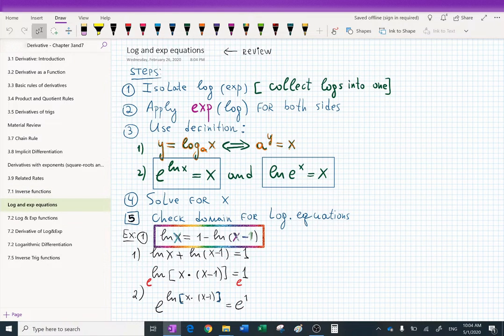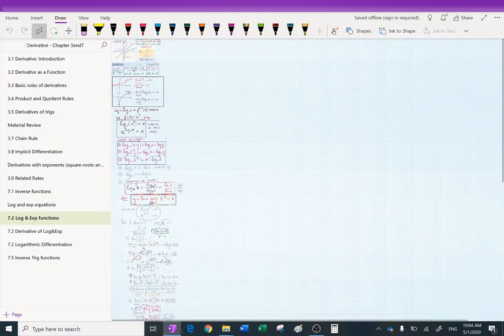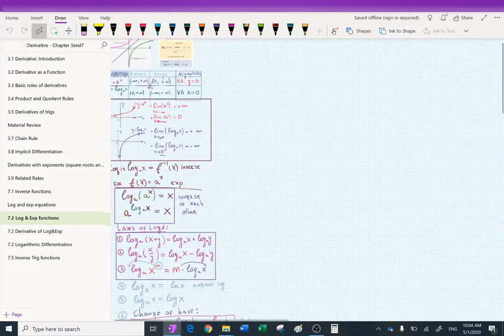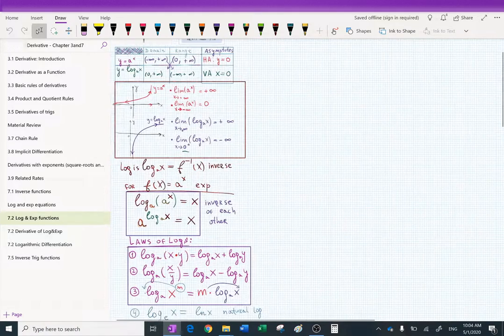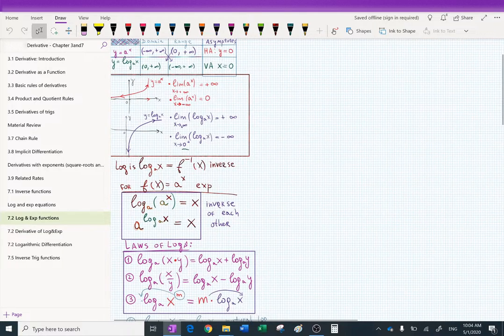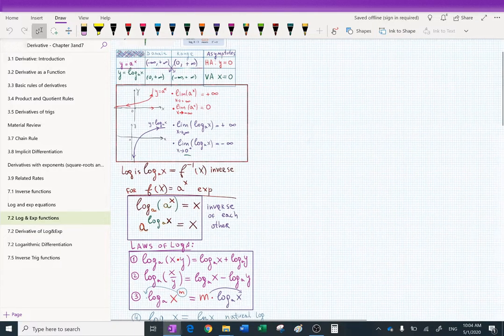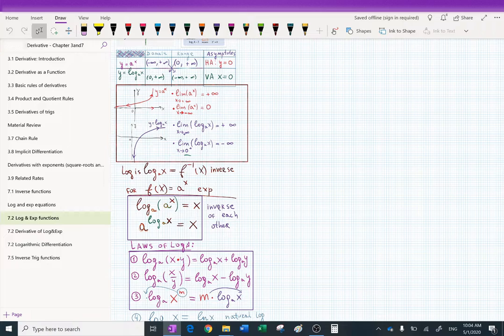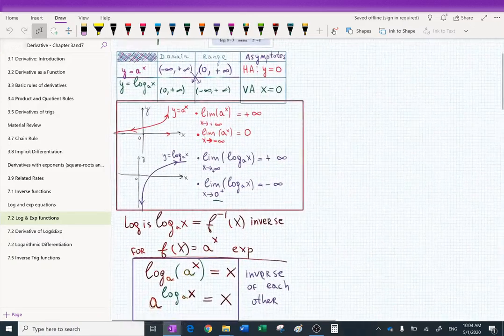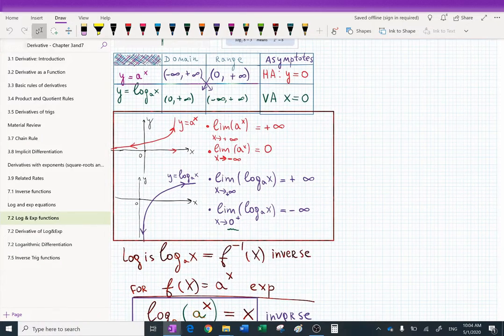Logarithmic and exponential functions and equations were introduced. This is one of my favorite topics. I like logarithmic functions. At the end I will tell you why. And we told you properties of logs and exponential functions. How they behave, how the graph looks, and also that they are inverse to each other. A to the x undoes log base a of x and vice versa.